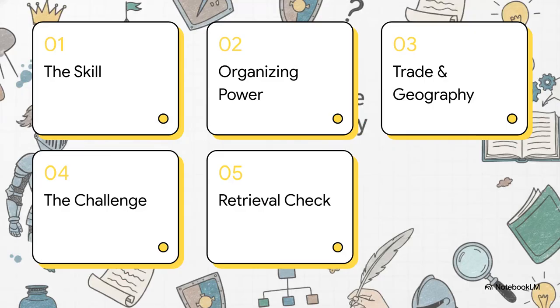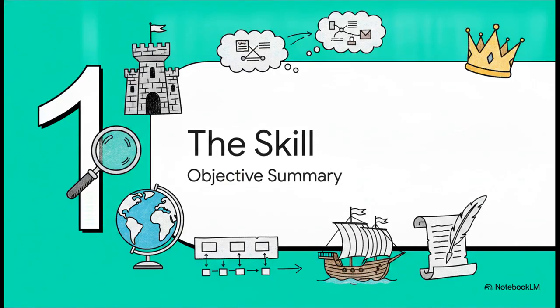Here's our game plan for today. 1. The skill. 2. Level A, organizing power. 3. Level B, trade and geography. 4. The challenge. And finally, 5. A quick retrieval check. We're basically going to tackle this massive history topic like a video game, leveling up as we go. Starting off with Section 1, the skill, mastering the objective summary.